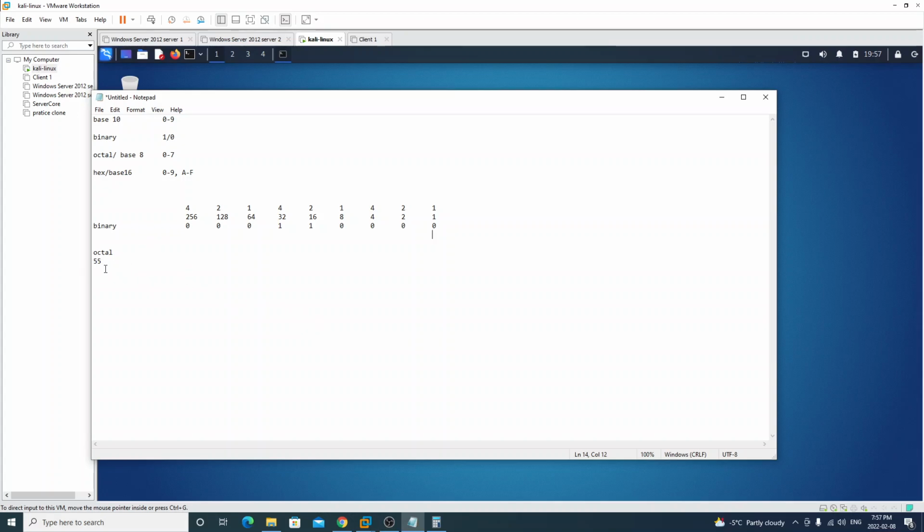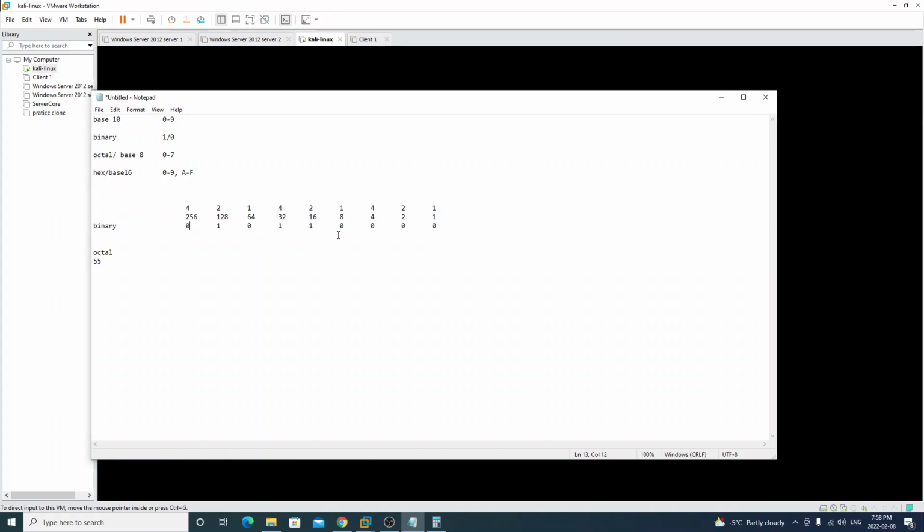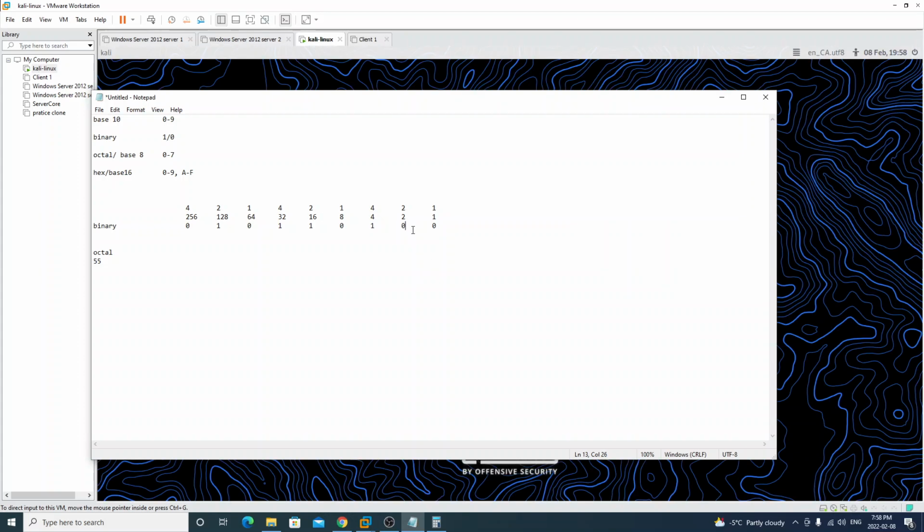Alright, so let's not say decimal, because with decimal you'd typically want to put it into binary first and then into octal. But if we had binary values, so let's say our binary value was 1 0 0 1 1 0, and let's say 1 1 1. Okay, that was our binary value.